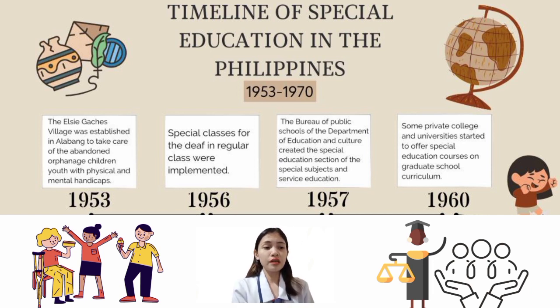In 1957, the Bureau of Public Schools of the Department of Education and Culture created a special education section of the special subjects and service education. In the year 1960, some private colleges and universities started to offer special education courses and graduate school curriculum.